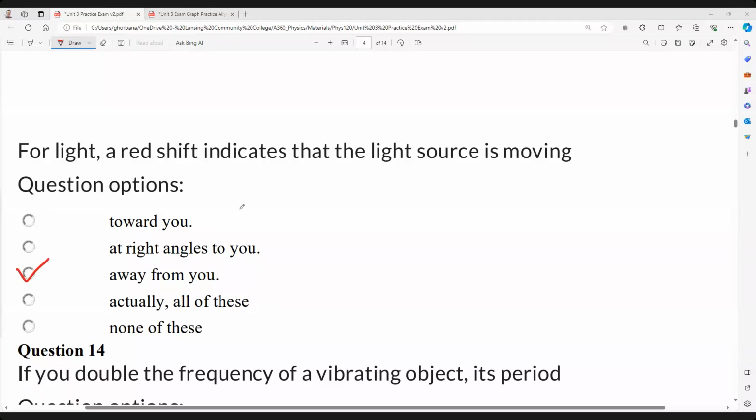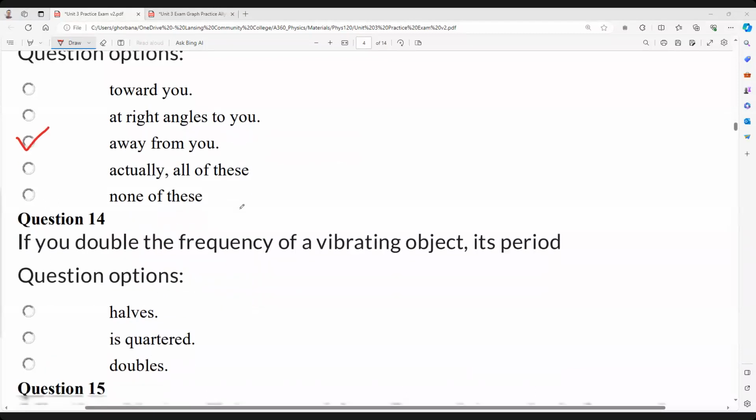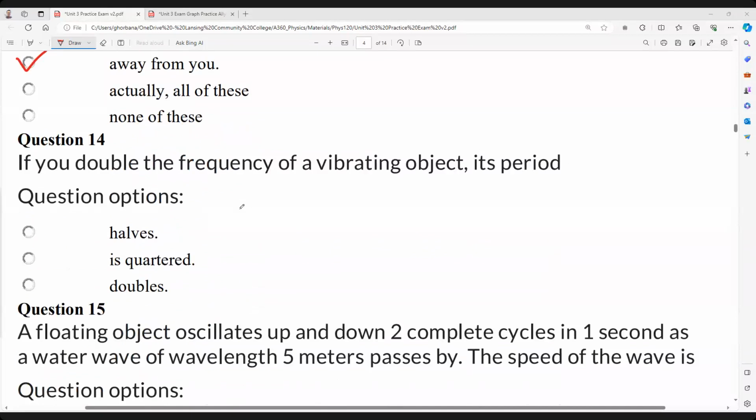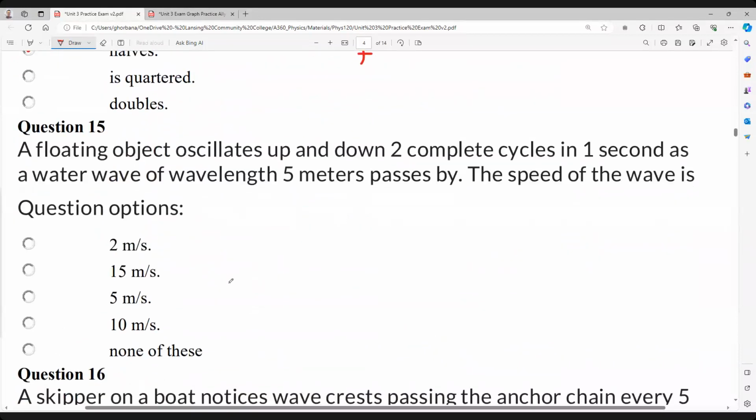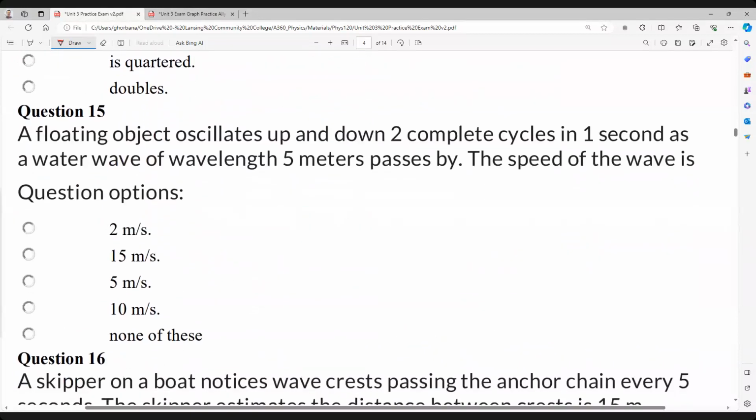Question number 14. If you double the frequency of a vibrating object, its period: period and frequency are inversely related to each other. If you're doubling the frequency, what happens to the period? Perfect, half. So again, T equals 1 over f. If you double the frequency, the period is going to be half.